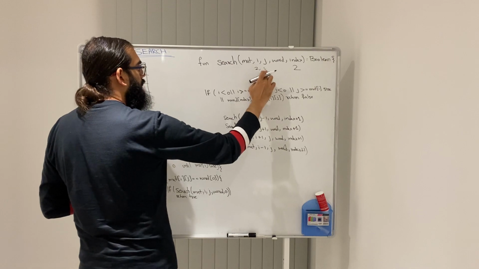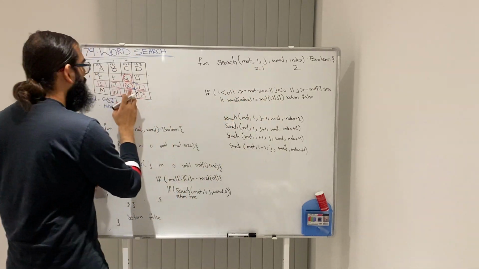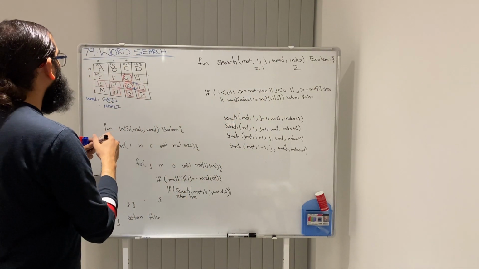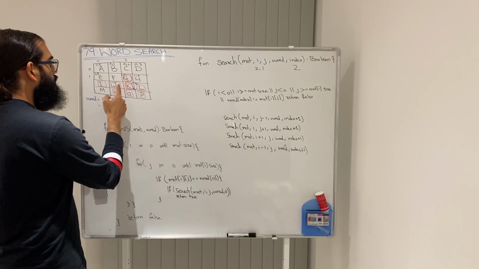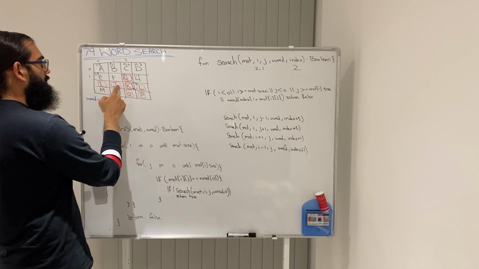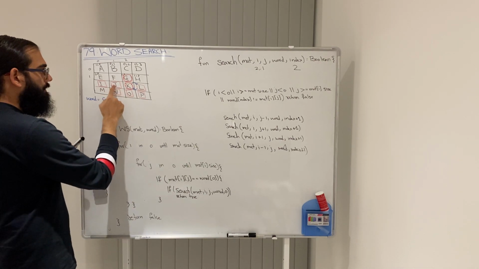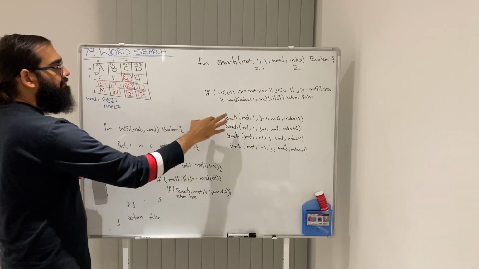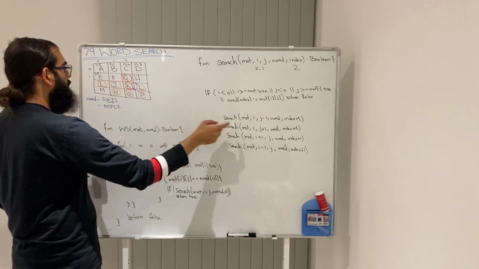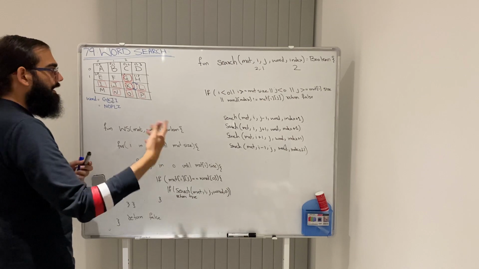So 2 1, 2 1. In that case what is 2 1? So 2 1 should be this, which is J. So J, in this case it will pass because this one is yes, and then we will move again and we will get I, and that will be passed.